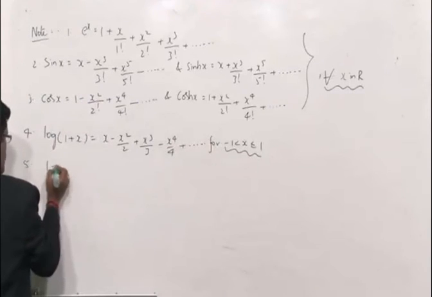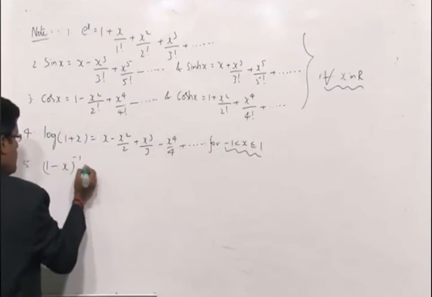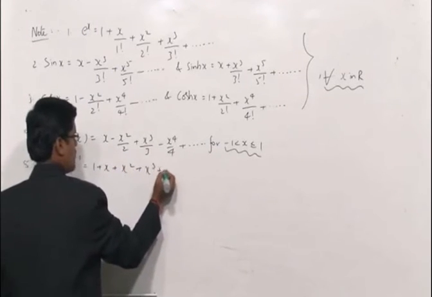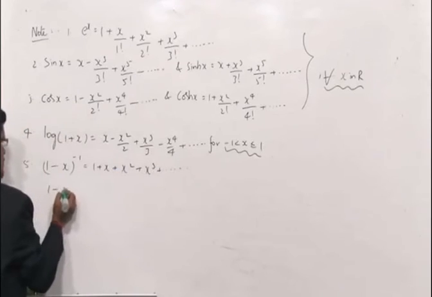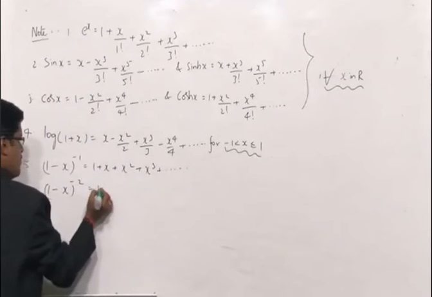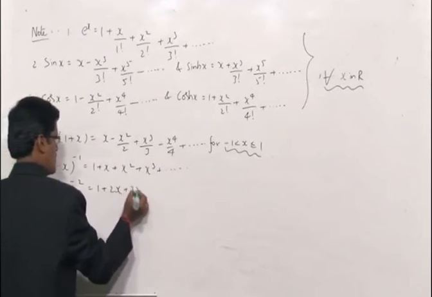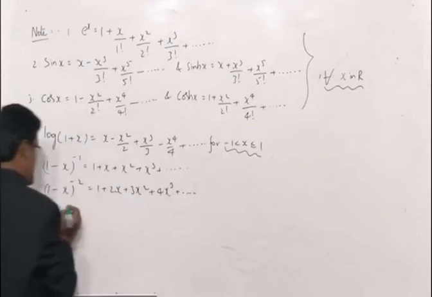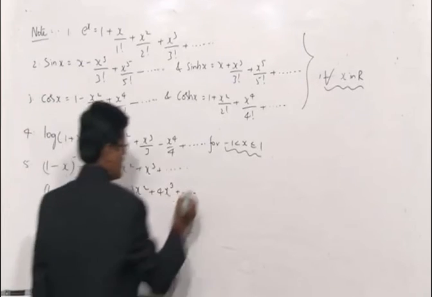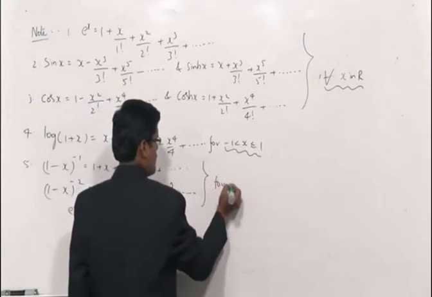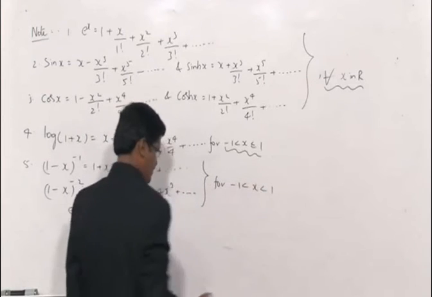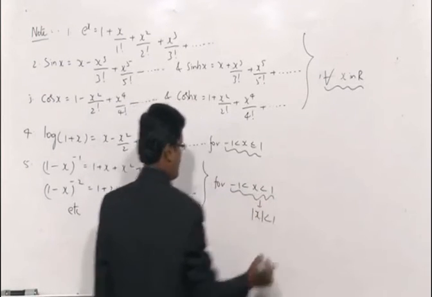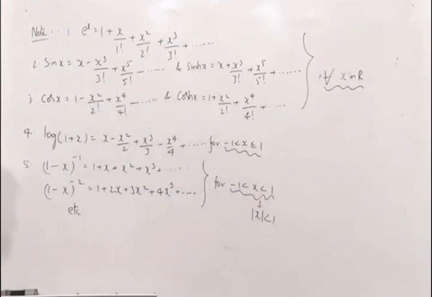5. 1 minus x whole power minus 1 is 1 plus x plus x square plus x cube plus so on. 1 minus x whole power minus 2 is 1 plus 2x plus 3x square plus 4x cube plus so on. Like that; whole power minus 3 is not required, etc. These are valid for minus 1 less than x less than 1. And this can be put in the modulus form: mod x less than 1.